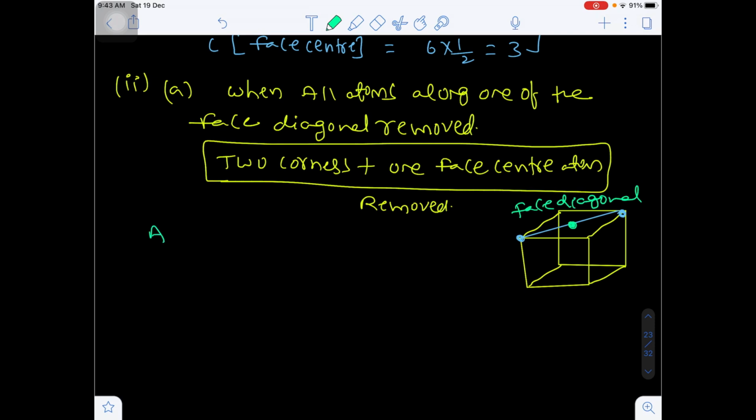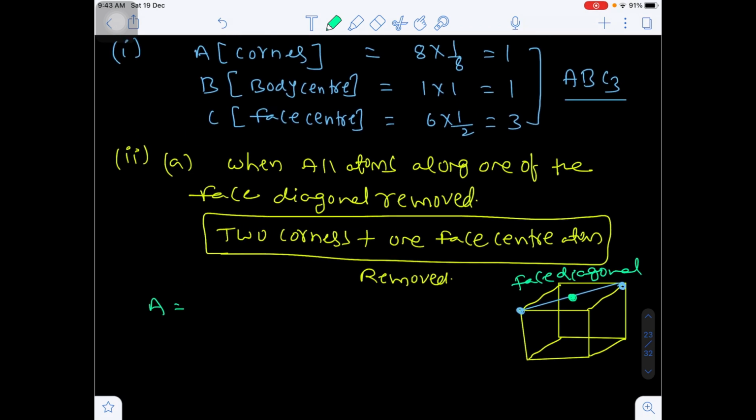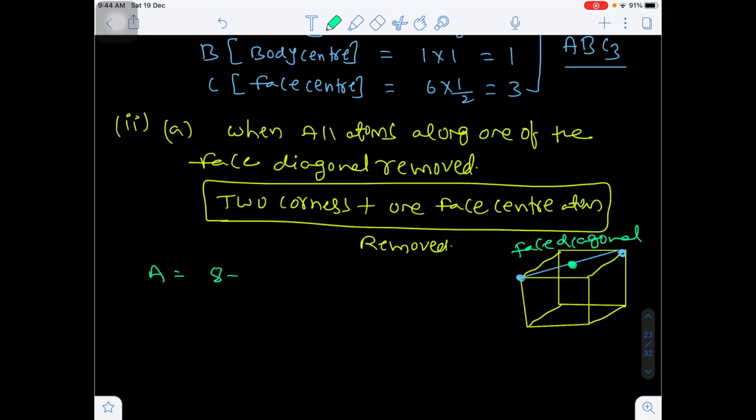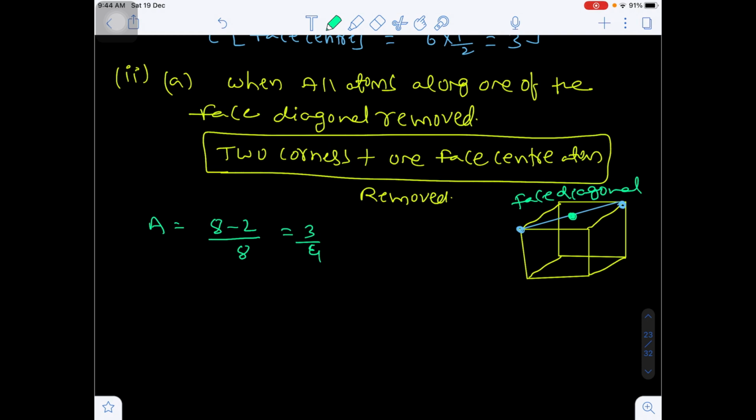Okay. Now the number of particles of A will be equal to, actually how many corners are present? 8 corners. But out of the 8 corners, 2 corners are missing because we are removing the face diagonal. So the contribution will be 8 minus 2, that will be 6 into 1 by 8, which is equal to 3 by 4.